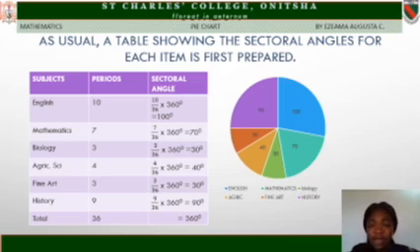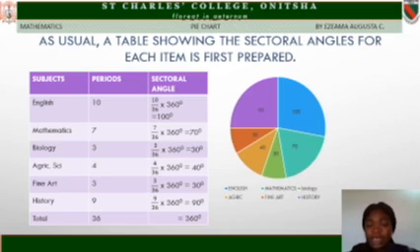90 degrees. Then remember, whenever you finish getting the sectorial angles, sum all the sectorial angles to make sure that it is equal to 360 degrees. After that, you now go and represent it on your pie chart. Use your protractor and your compass so as to be able to get your actual measurements.